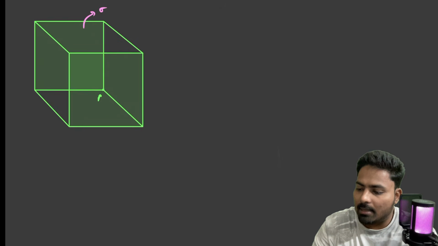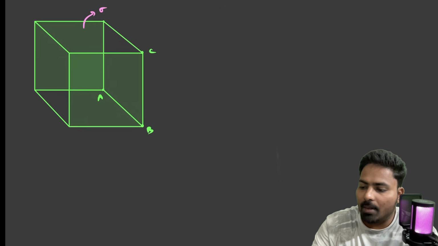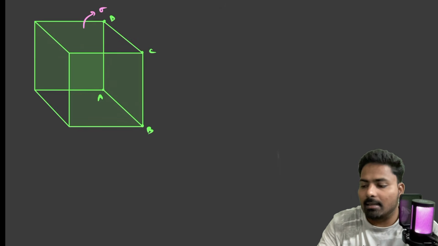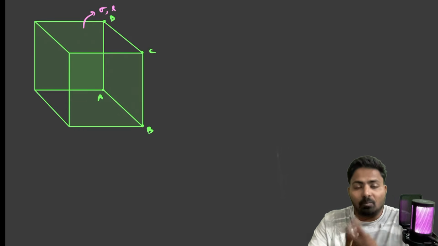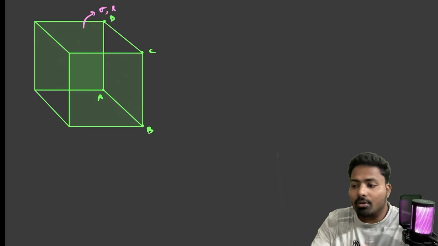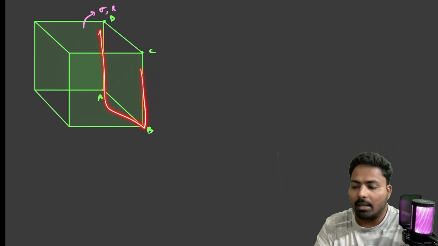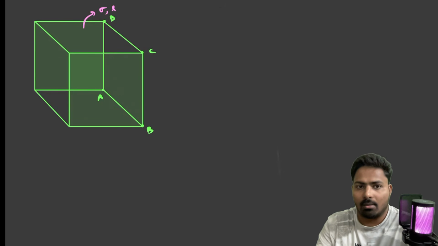Let's consider this, let's say A, B, C, D. So I'm considering this face ABCD, and let us consider the side length to be L. Surface charge density is sigma and side length is L. Now we need to find the force on any face, right? So I'm taking this ABCD face over here.